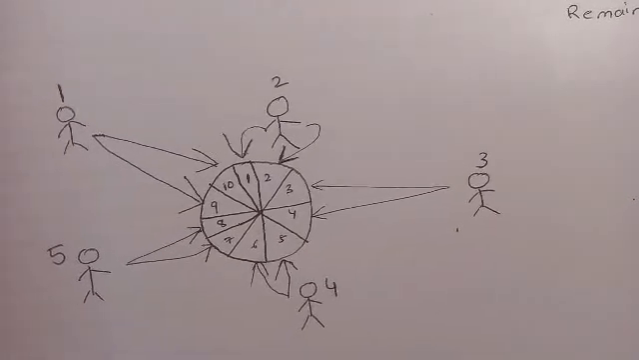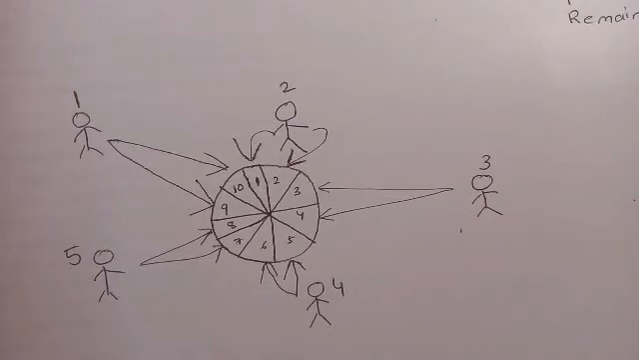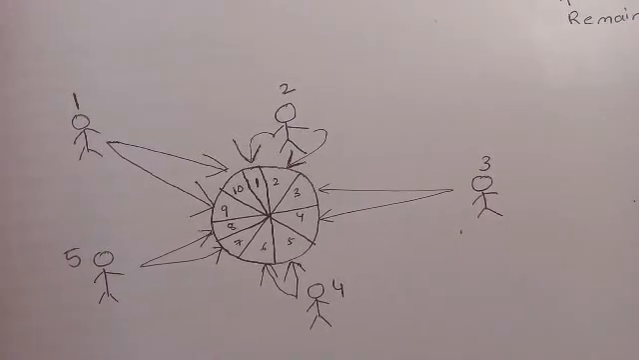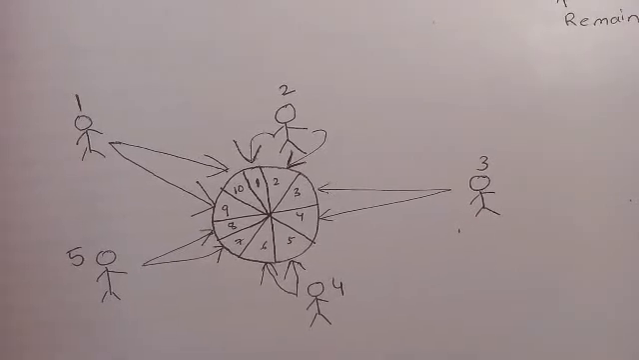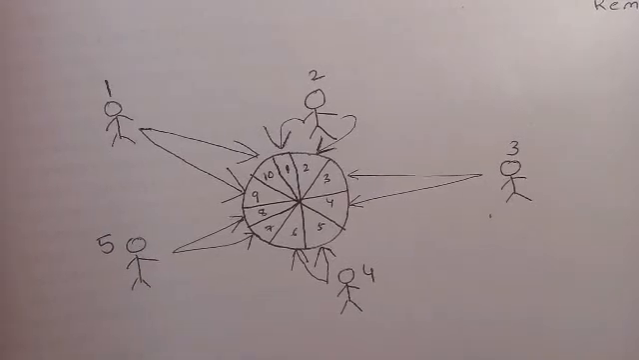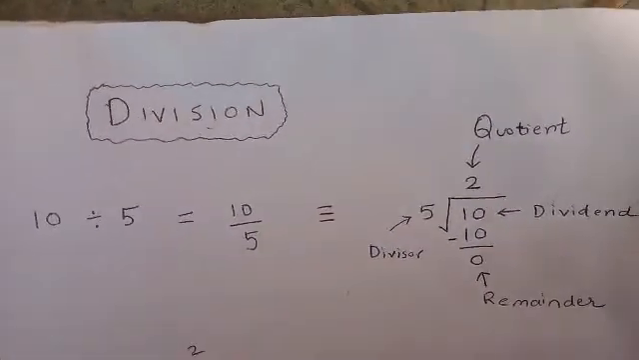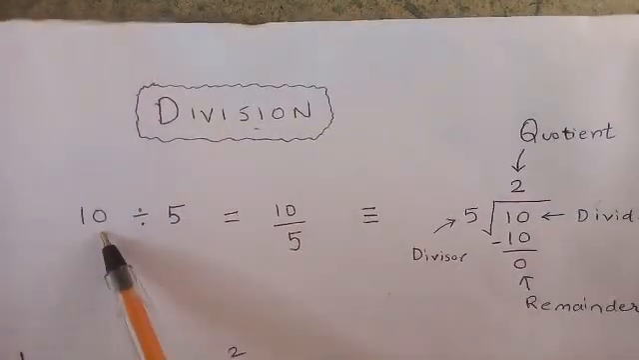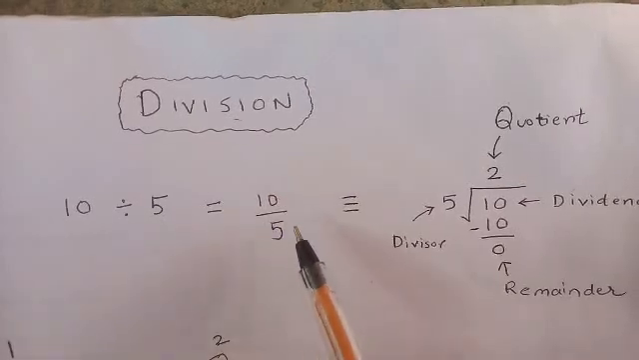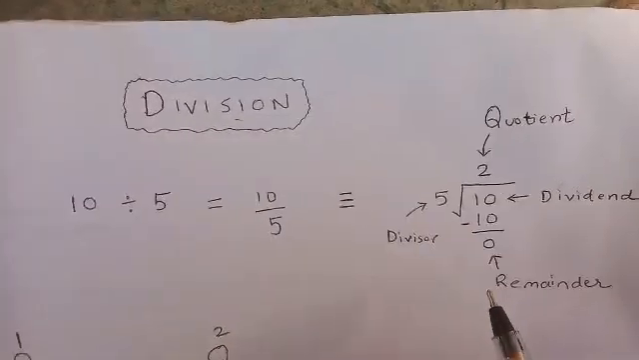Here, 10 parts of a piece have been divided equally amongst 5 people. Each person gets 2 parts. So this is the practical example of division. In mathematics, the same thing is written as 10 divided by 5 or 10 divided into 5 parts, either this way or that way or this way.